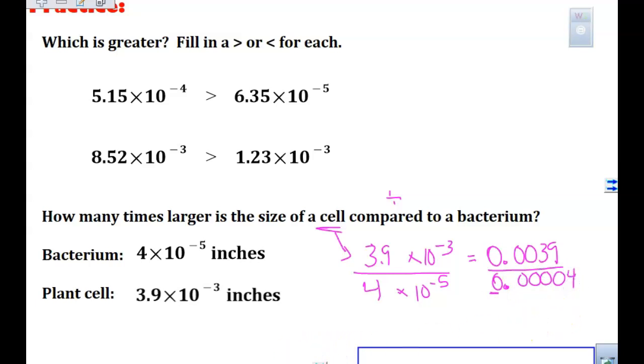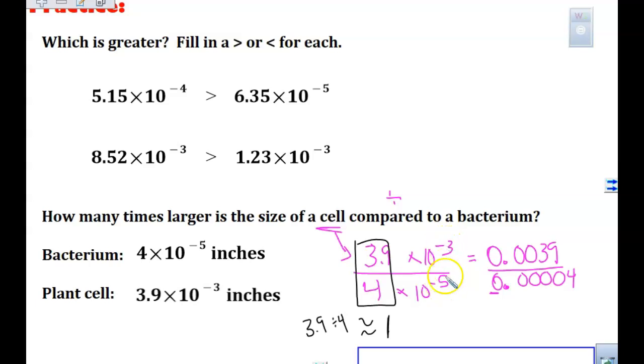Now, 2 ways of dividing this. You could put it in your calculator. Please right now take 3.9 on your calculator and divide it by 4. 3.9 divided by 4 comes out to be about, round it, about what? About 1.